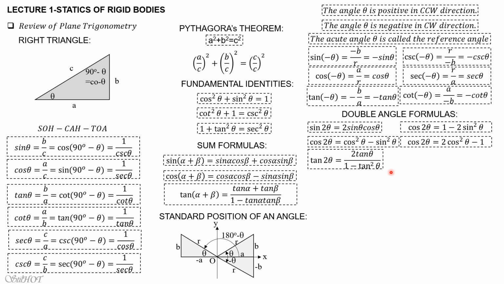Then, by the way, tangent of theta plus theta is tangent 2 theta. Then we have tangent theta plus tangent theta, so we have 2 tangent theta all over 1 minus tangent theta tangent theta. So we have 1 minus tangent square theta.